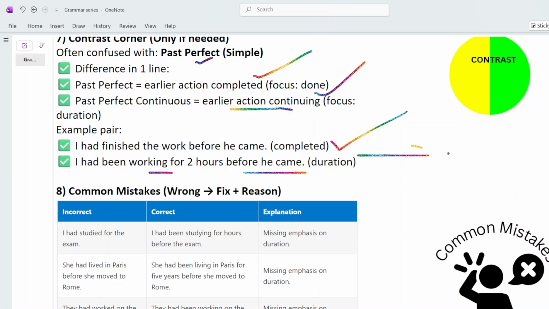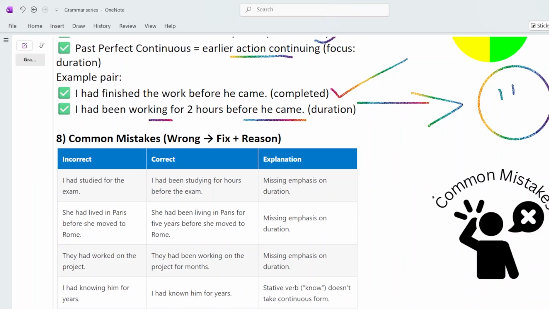Again, I'm telling you the same thing, to just pause the video and wrap your heads around the concept, guys, and read these sentences aloud. That is what will make you perfect. However, let's go on and look at the next big section for today, and that is your common mistakes.